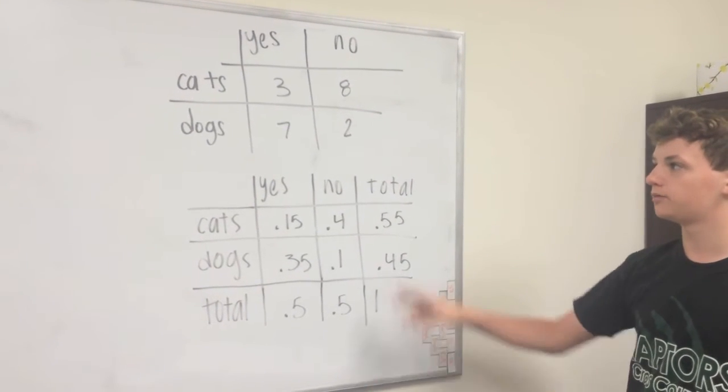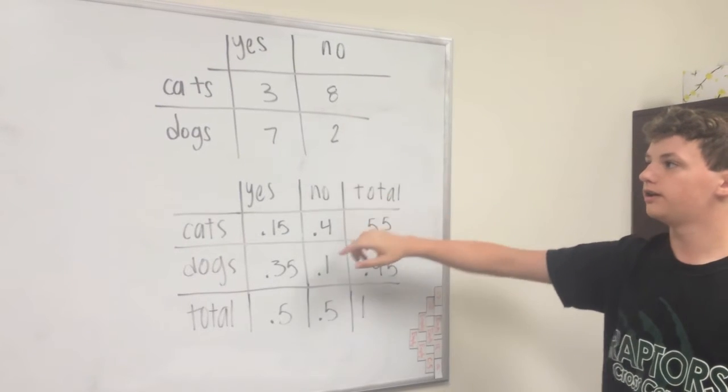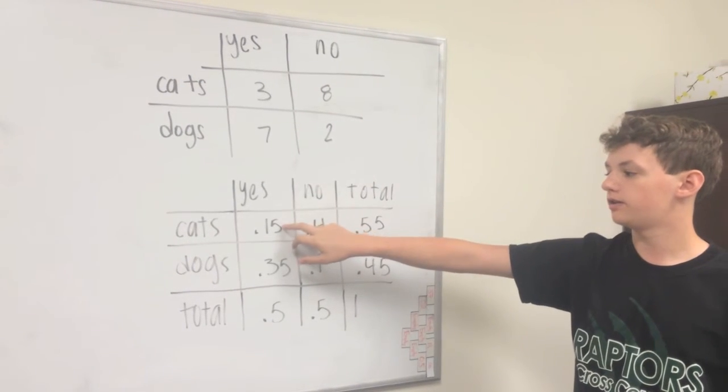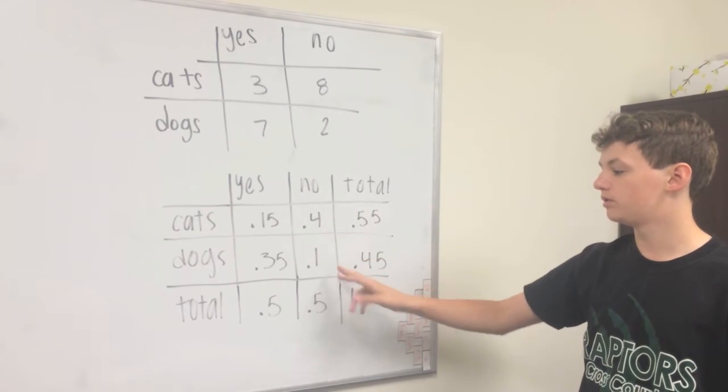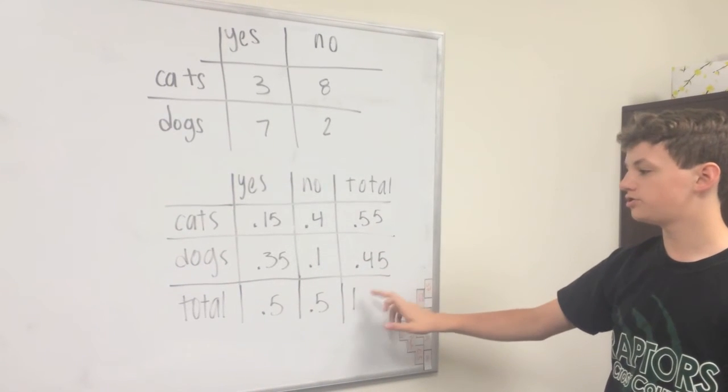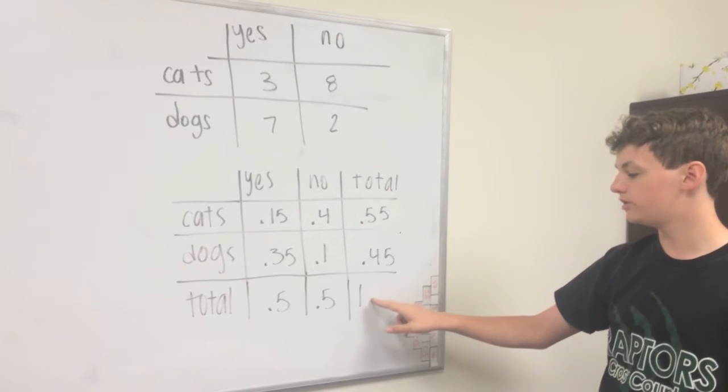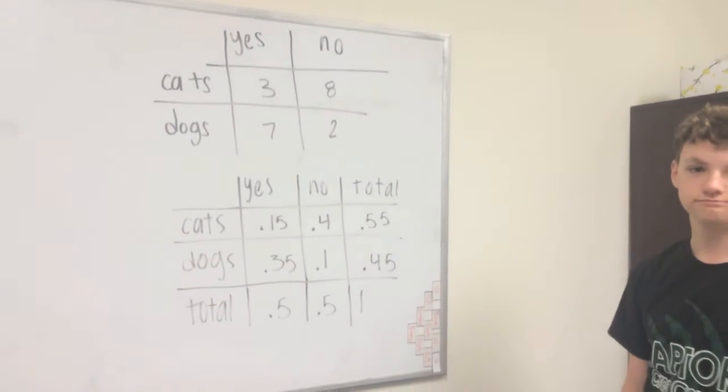And all you have to do is add up the total of these, which is 20, and then divide each number by the total, and you get 0.15, 0.35, 0.4, and 0.1. And then you add it all up, and it should equal 1. If you did not get 1, then you did something wrong.